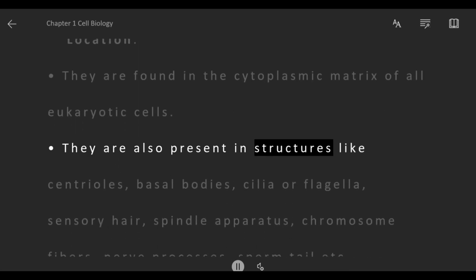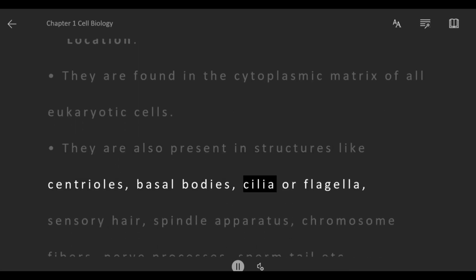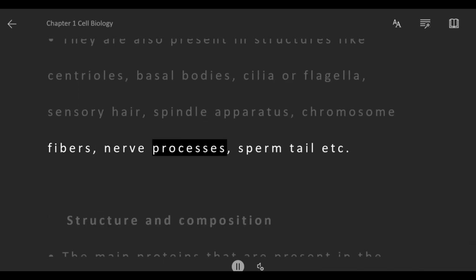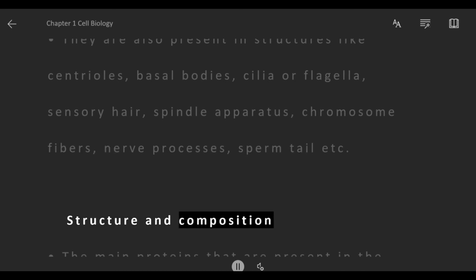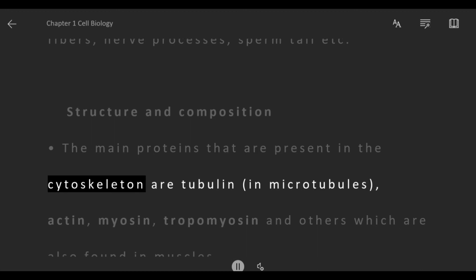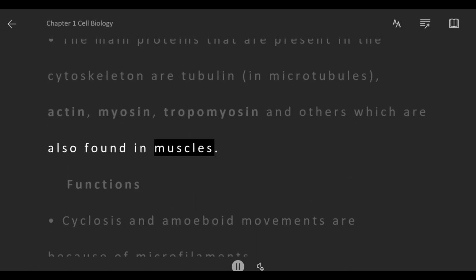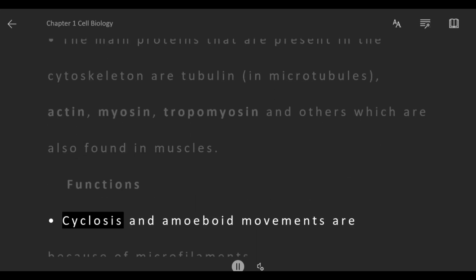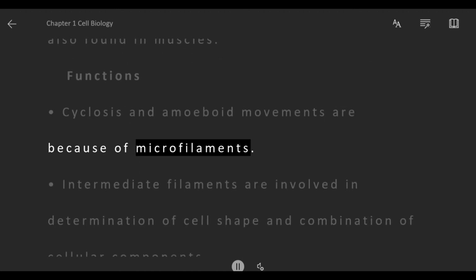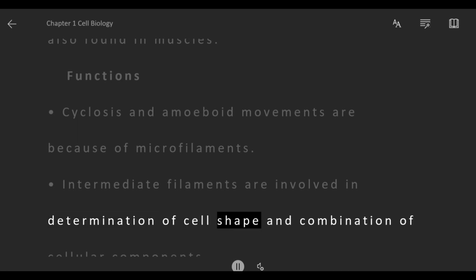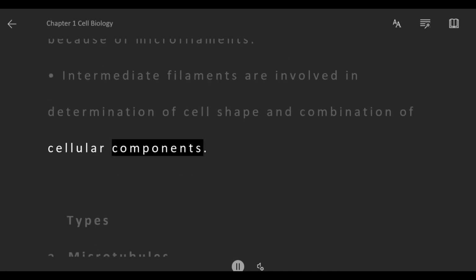They are also present in structures like centrioles, basal bodies, cilia or flagella, sensory hair, spindle apparatus, chromosome fibers, nerve processes, sperm tail etc. Structure and composition: the main proteins that are present in the cytoskeleton are tubulin, in microtubules, and actin, myosin, tropomyosin and others which are also found in muscles. Functions: cyclosis and amoeboid movements are because of microfilaments. Intermediate filaments are involved in determination of cell shape and combination of cellular components.